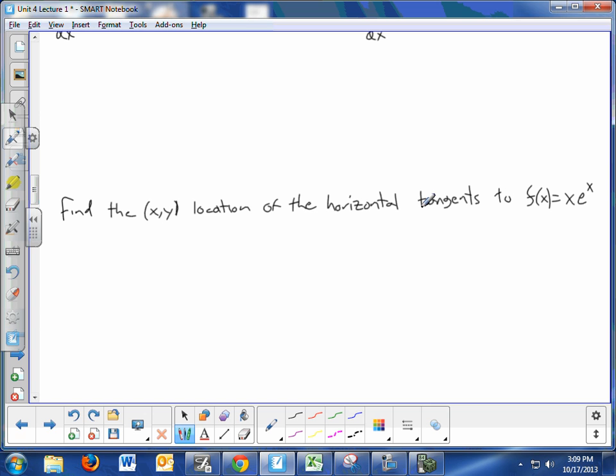You could be asked questions like this. Find the xy location of the horizontal tangent to f of x equals x e to the x. So what do we have to do?